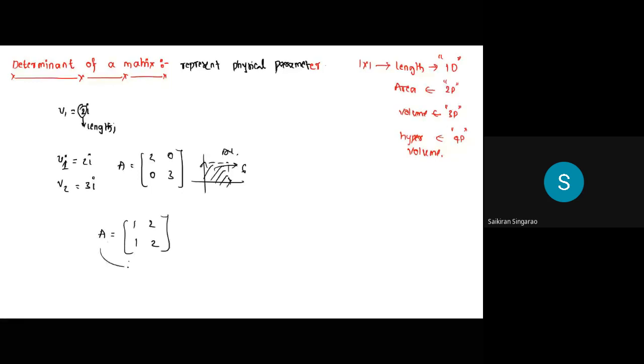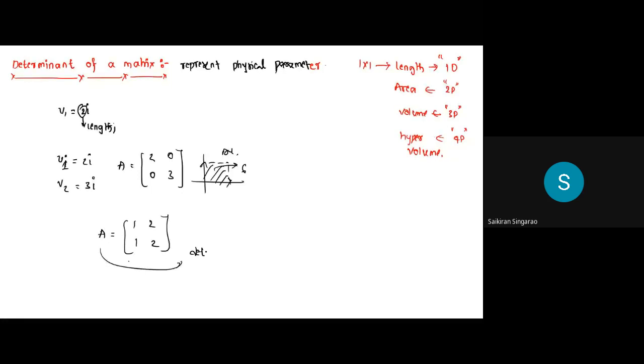What is the determinant of this A? Can anyone tell me what's the determinant of this A? If anyone knows already, what's the determinant of this A? Anybody, sir? What is the determinant of this A?